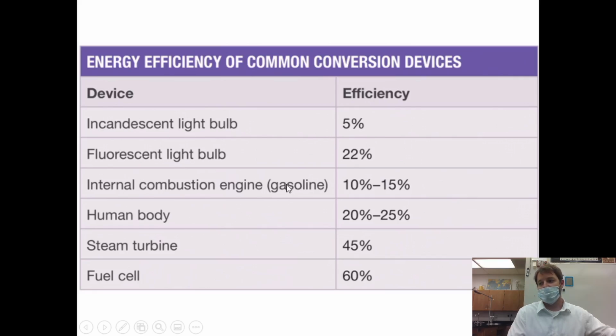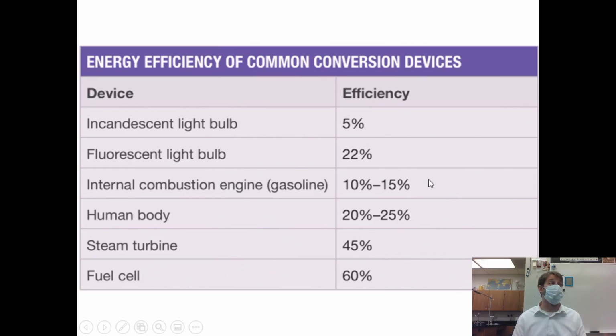Internal combustion engines for gasoline cars, 10 to 15%. What does that mean? That means for every gallon of gas that goes into a car, only 10 to 15% of it is actually used to power the car. The rest is lost to heat.